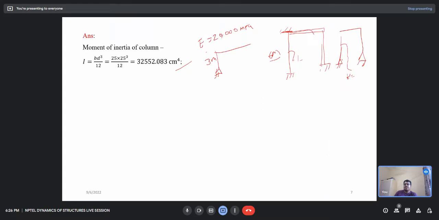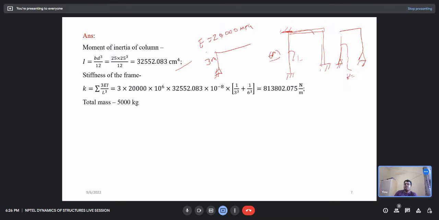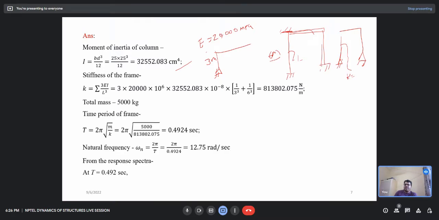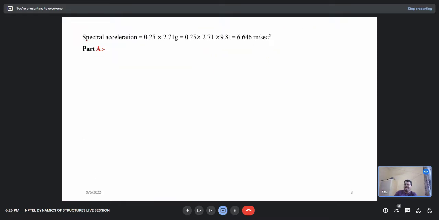After getting the SA by g, in the question we have been told that the response will be scaled to 0.5 g. So whatever SA by g we have got, we multiply it with 0.5, which gives 0.25. So we scale it by multiplying with 0.25 and then multiply with 9.81. Our spectral acceleration comes out to be 6.46 meter per second square.